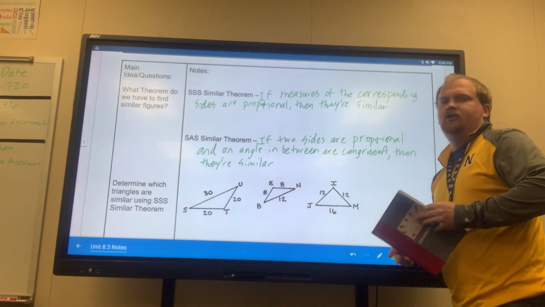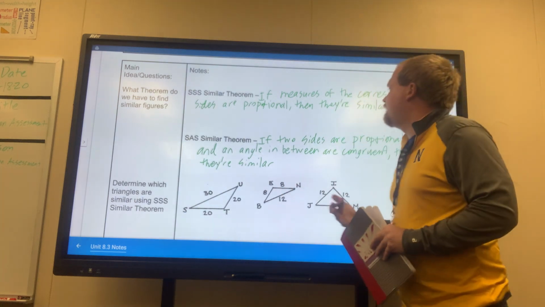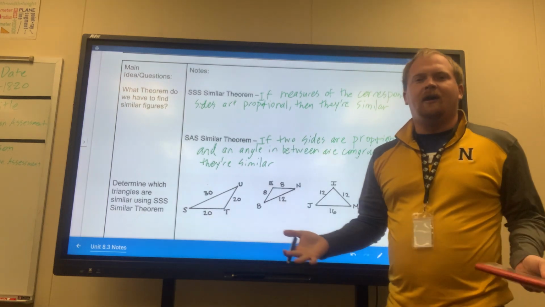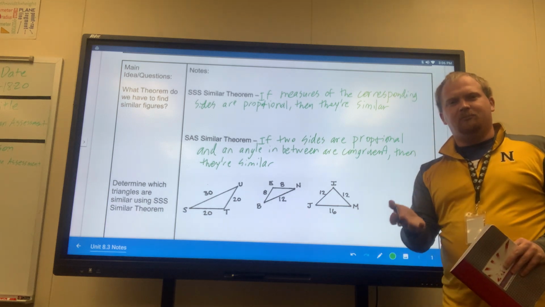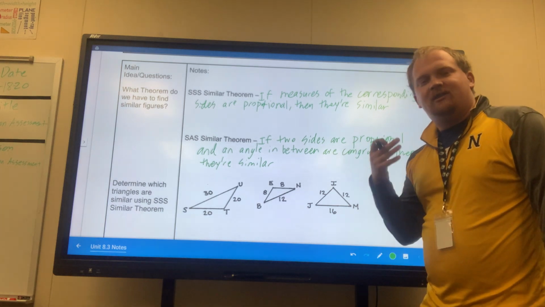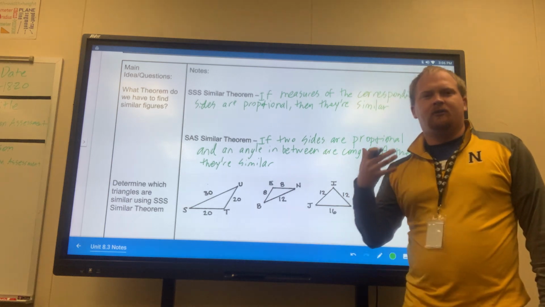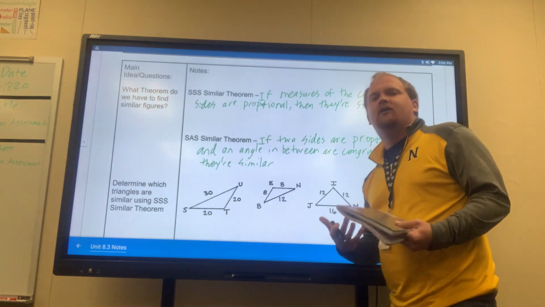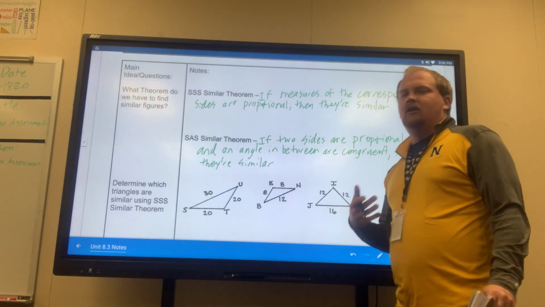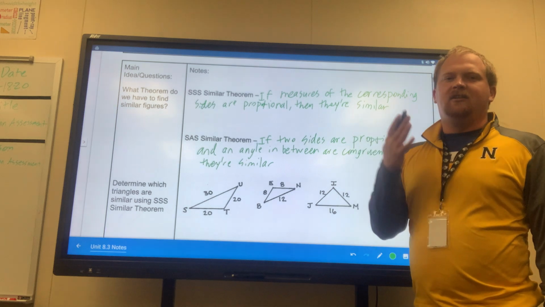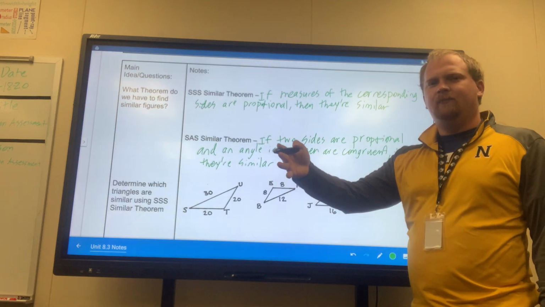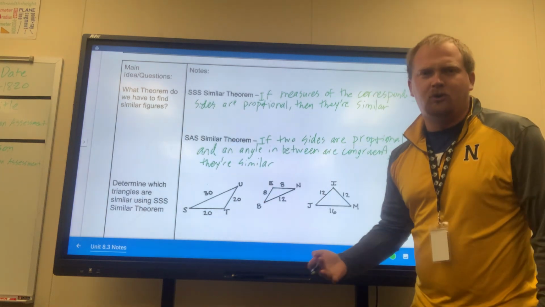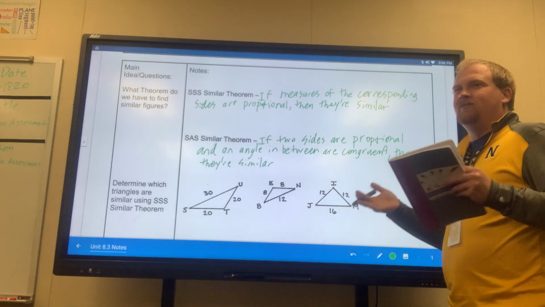All right, so what that tells us is that if the two sides are proportional, as well as the given angle in between being congruent, then we can say that the triangles are similar through the side, angle, side similarity theorem. Half the battle is recognizing whether it's side, side, side or side, angle, side. And then the second half is determining if the sides are proportional, plus if the angle is congruent if we're given an angle.